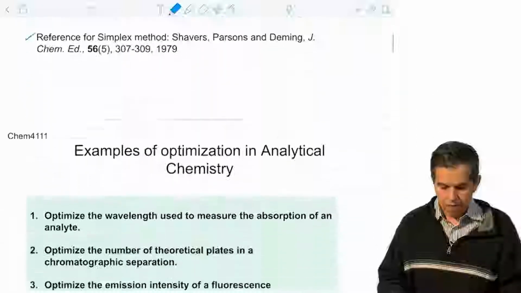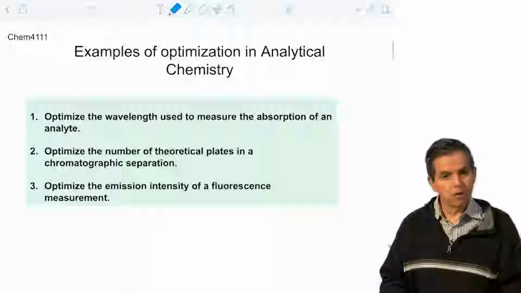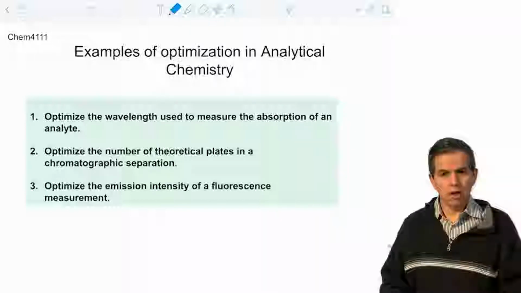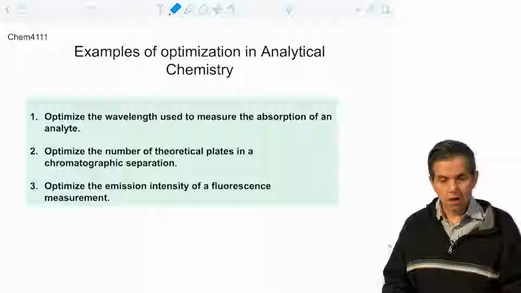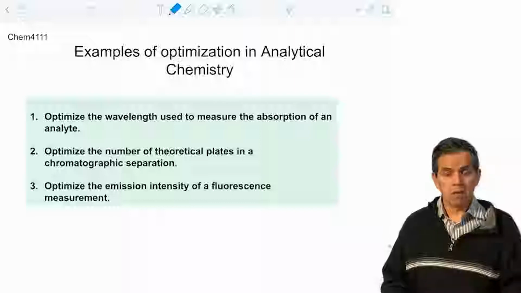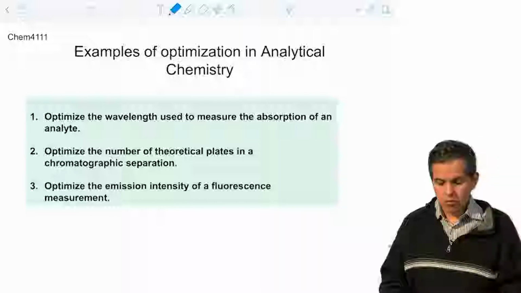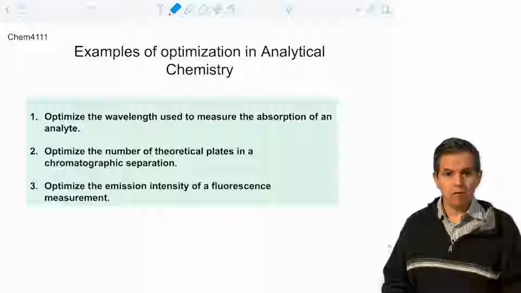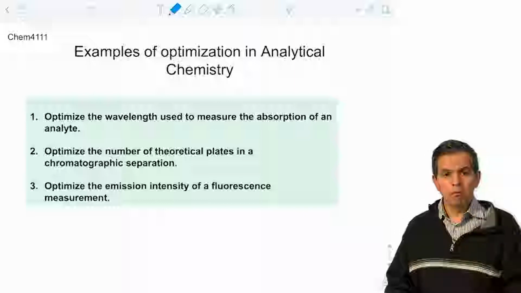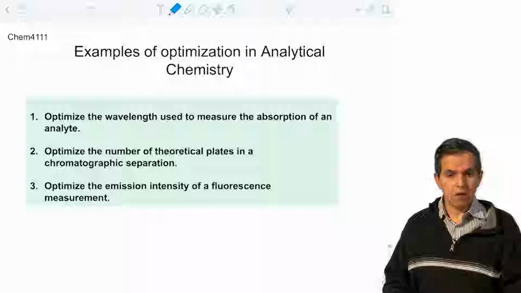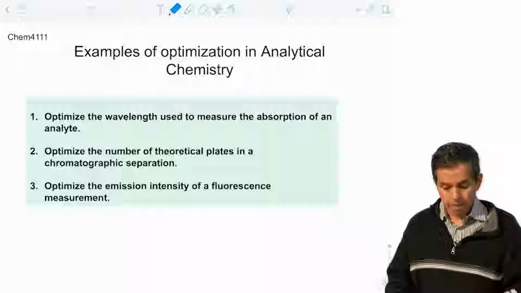So let's begin then by thinking about when is optimization required or needed in analytical chemistry. And we can think of experiments that many of us have done in which we needed to optimize the wavelength to measure the absorption of an analyte. For instance, in experiment 1, we were finding a wavelength to measure the absorption of methylene blue.